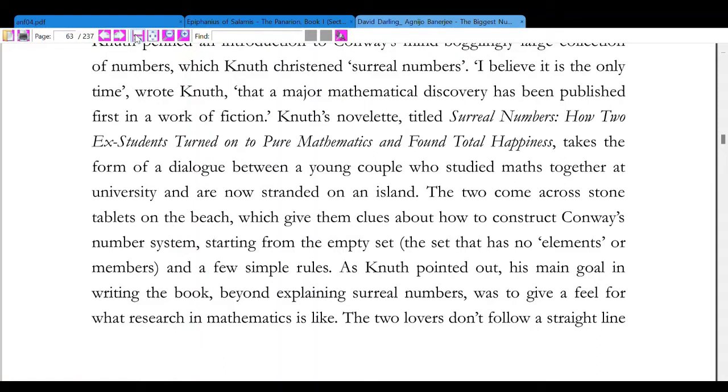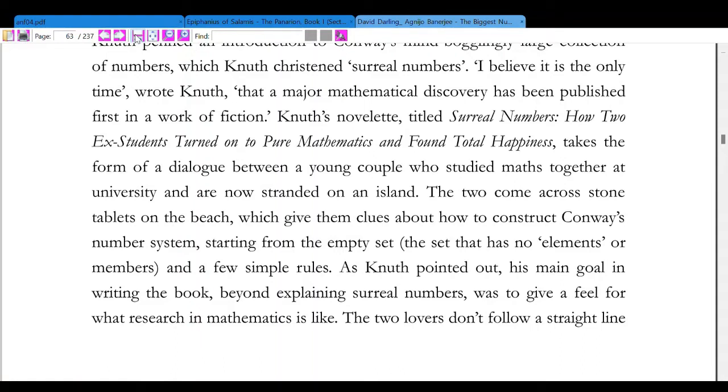Knuth continued his adventures into deep dark number land by announcing up-arrow notation in a paper that appeared in the journal Science. A single up-arrow represents exponentiation. For example, 2 up-arrow 4 equals 2 times 2 times 2 times 2 equals 2 to the power of 4 equals 16.